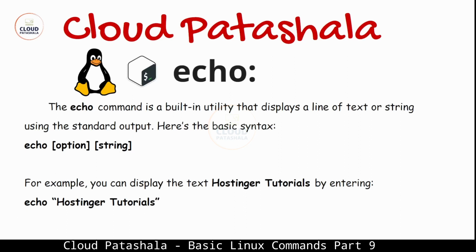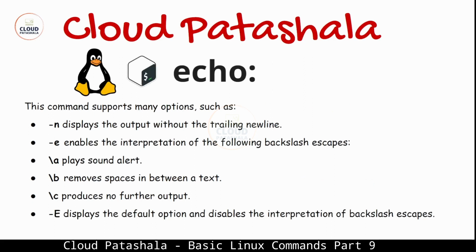So for example, if we have to display something like hosting a tutorial, we would give an echo and that would come out as it is. The options that we would be using: -n displays the output without trailing new line. -e enables the interpretation of the following backslash escapes. \a plays an alert sound. \b removes spaces in between the text. \c produces no further output, and uppercase -E displays the default options and disables the interpretation of the backslash escapes.